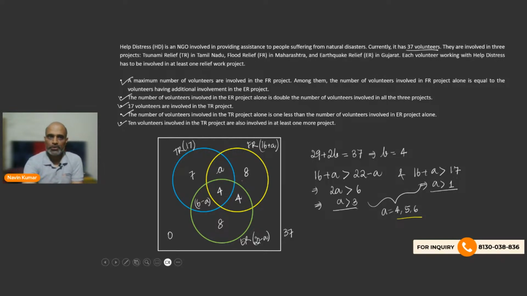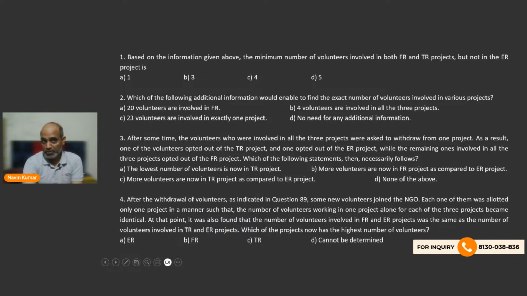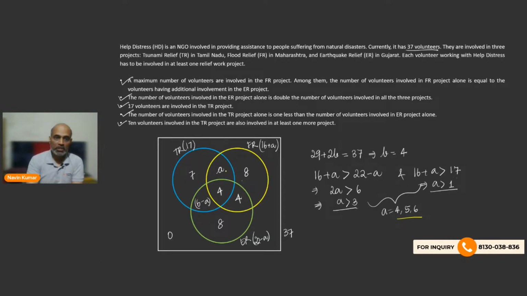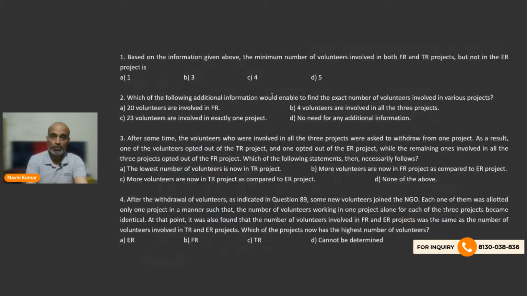Now, let's look at the questions. Based on the information given, the minimum number of volunteers involved in both FR and TR projects, but not in the ER project. Both FR and TR is going to be this region, but not in the ER project is going to be just A. So what is the minimum number of volunteers we can have for this place? We can see that A minimum is going to be 4. So it's going to be option number C.